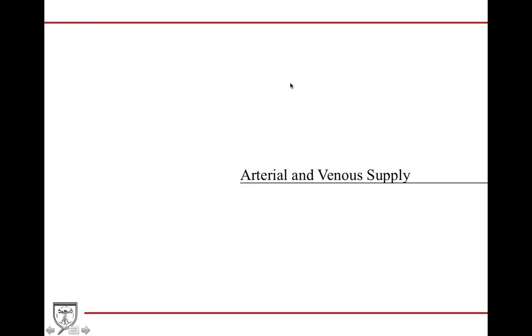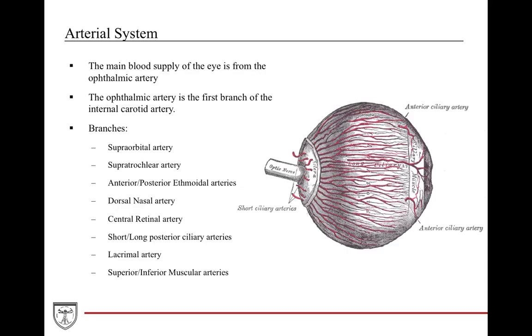So now we'll break down the arterial and venous supply to the eye. The main blood supply to the eye is the ophthalmic artery, and this is the first branch off the ICA. Then from there, the ophthalmic artery has numerous different branches: supraorbital, and supratrochlear has a little division to that.